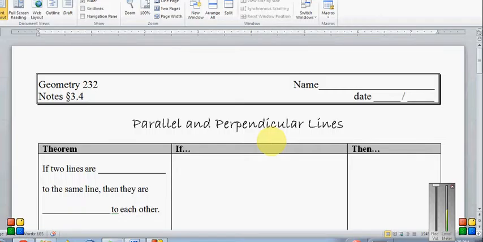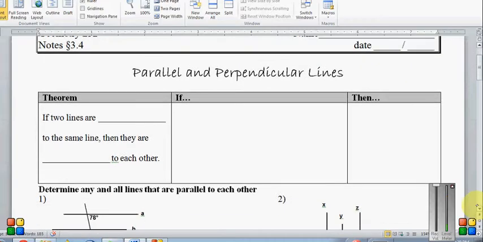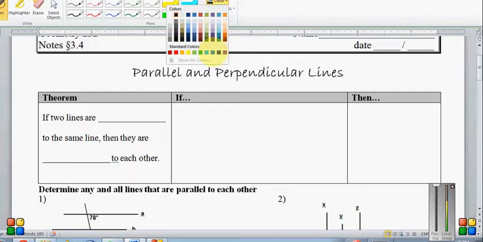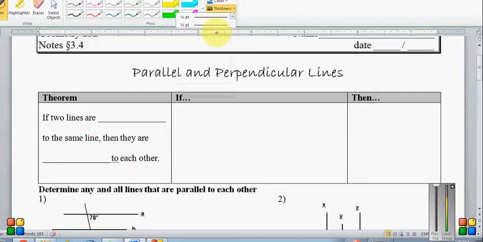This is Geometry, section 3.4, Parallel and Perpendicular Lines. So in this section we've got a couple theorems that are basically an extension of the transitive property, except using parallel and perpendicular lines. So the first one is, if we have two lines that are parallel to the same line.